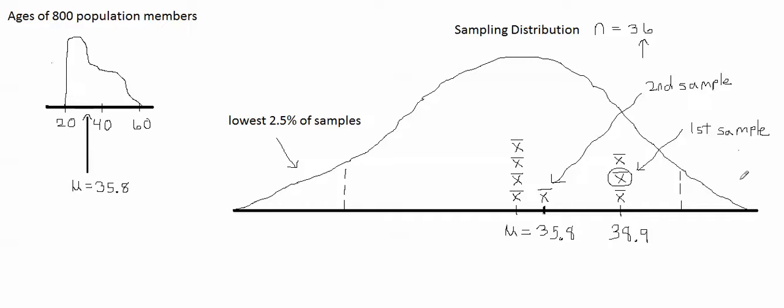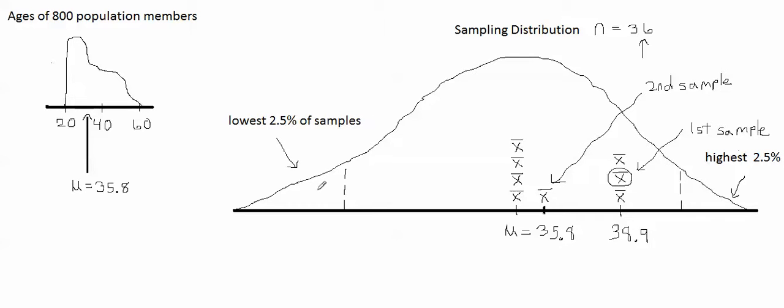Up here we have the highest 2.5% of the possible samples. So I said that if I end up selecting a sample of 36 people with a sample mean down here, I'm going to be underestimating the population mean by quite a bit. If I happen to select a sample of 36 people with a sample mean up here, I'm going to be overestimating the population mean by quite a bit. Because these samples down here have sample means that are far below the population mean, and these samples up here have sample means that are far above the population mean.